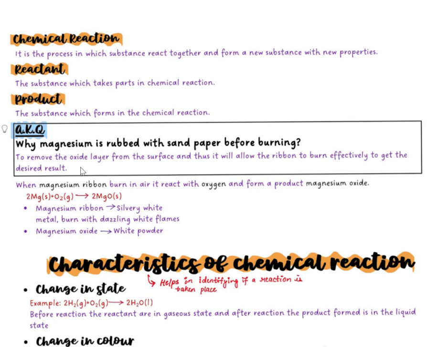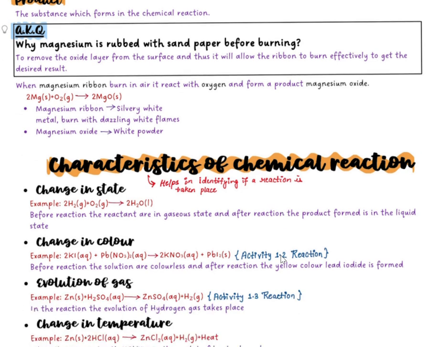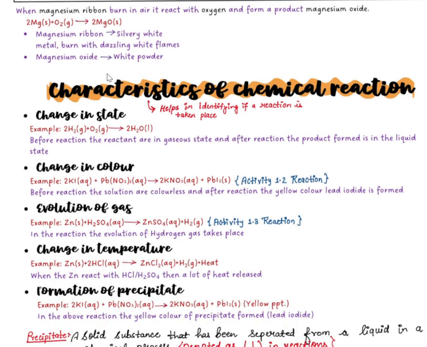So in this example, we understood what is a chemical equation, what is meant by reactant, and what are products. But how will we understand that the reaction has happened? There are certain properties or characteristics by which we can decide whether the reaction has happened or not. These characteristics help us identify if the reaction has taken place or not.